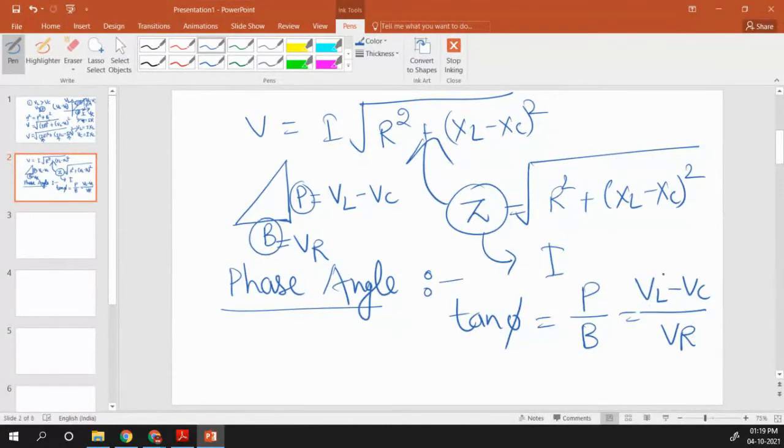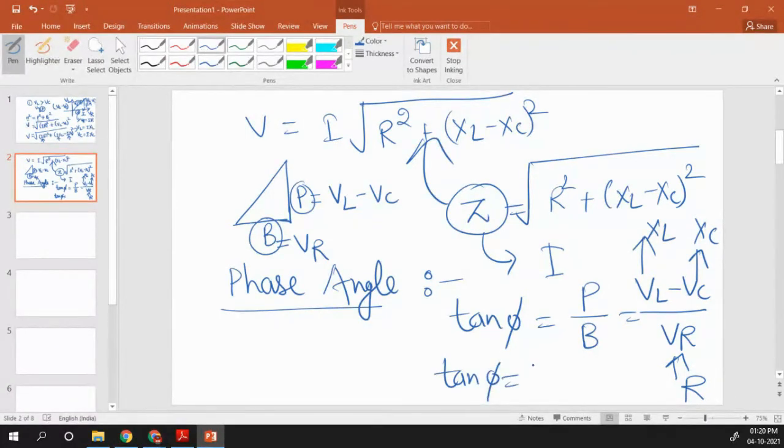So I is common in all the terms, so I have not included the I, so that will cancel out. Okay. So you can put the values right here. Across this VL, what is VL? XL. And what is VC? XC. Okay. So you will put this value right here, and across this VR, what is the value? R. So put this value right here.